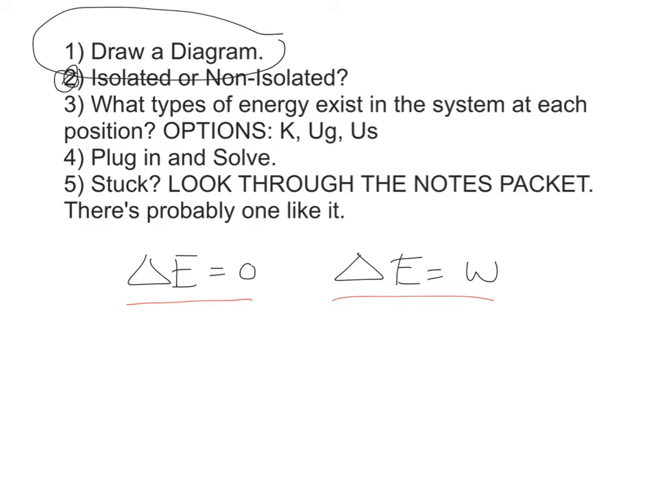All right. Next thing that you'd want to do is decide what types of energy exist at various positions. So you'll see me do that for each of the questions. Your options are pretty much just these three. If it's moving, there's kinetic energy. If it's higher than the lowest position, then there's gravitational potential energy. If there's a compressed spring, then there's elastic potential energy. All right, and then plug in and solve. That's the part where there's algebra.